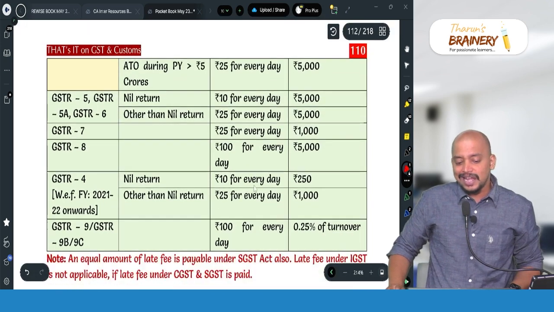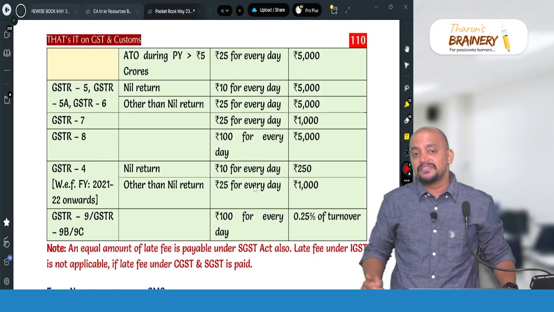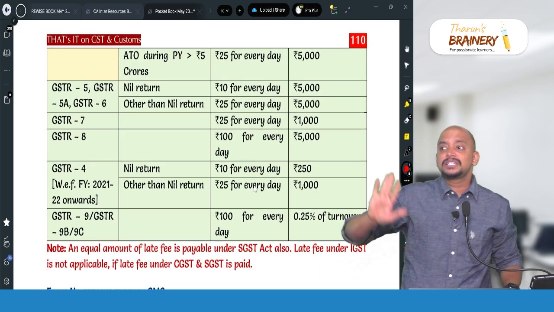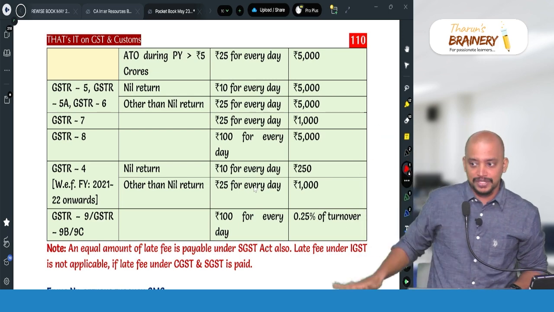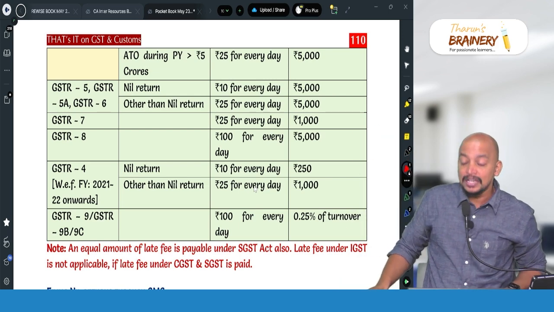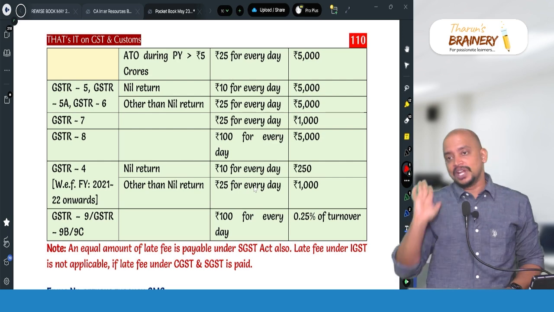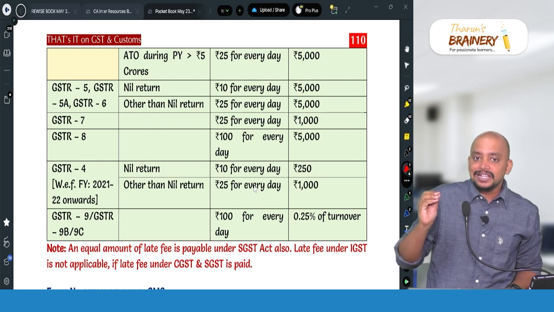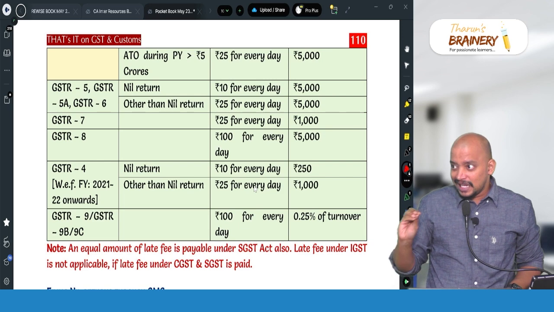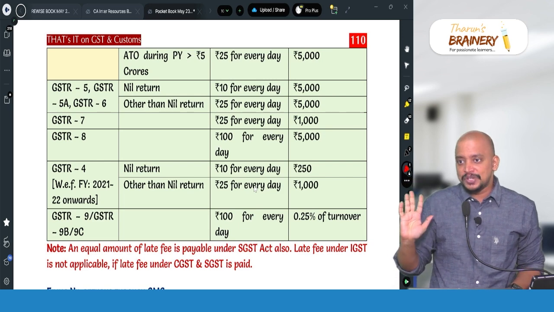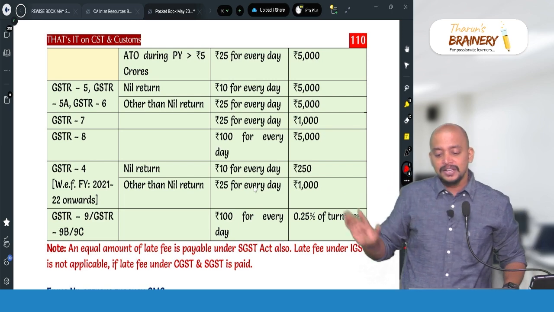So then, in case of GSTR 5, 5A and 6, the maximum will be same. Maximum will be 5,000. But per day late fee will change. That is, if it is nil return, 10 rupees per day, other than nil return, 25 rupees per day, but the maximum is always 5,000.